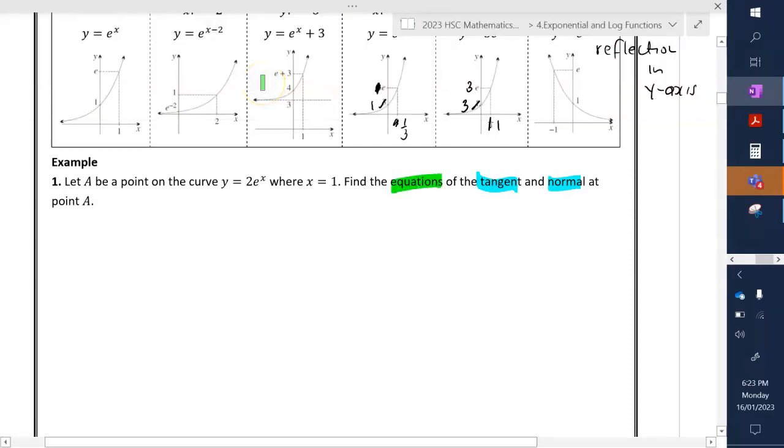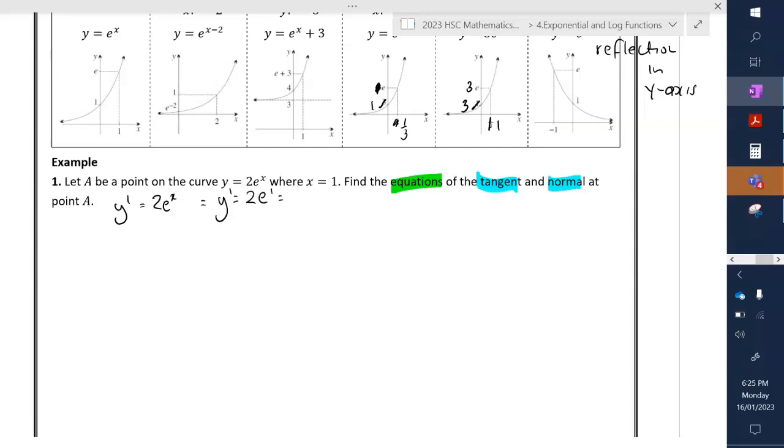And what did we do to find the gradient of the tangent? That was our first derivative. So y dash will give us our first derivative, which is going to be 2e to the x, remembering that when we differentiated e to the x, we still got e to the x. So we want to find the equations of the tangent and the normal where x is equal to 1. In this case, at x equals 1, y dash is going to be equal to 2e to the 1, which is just 2e.